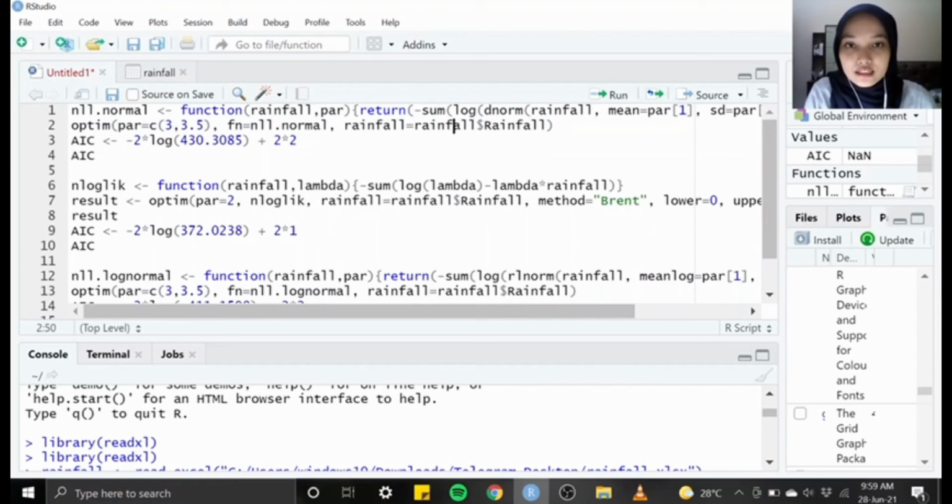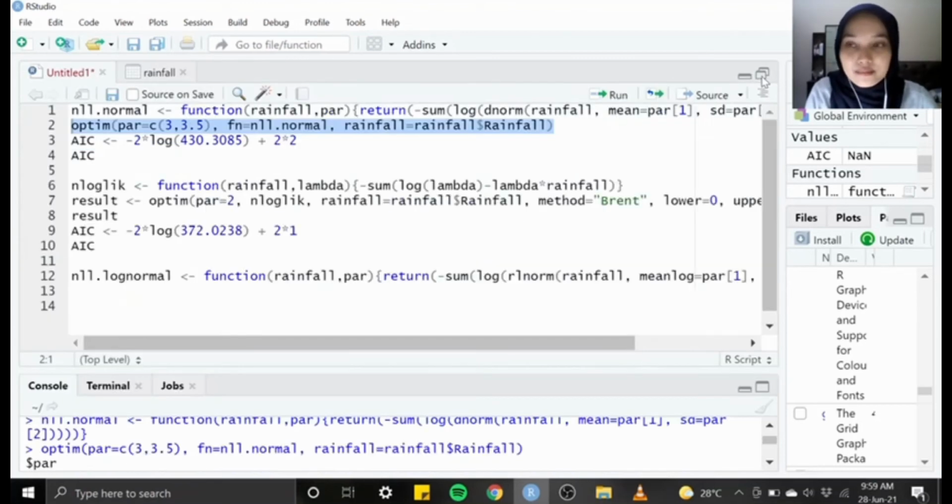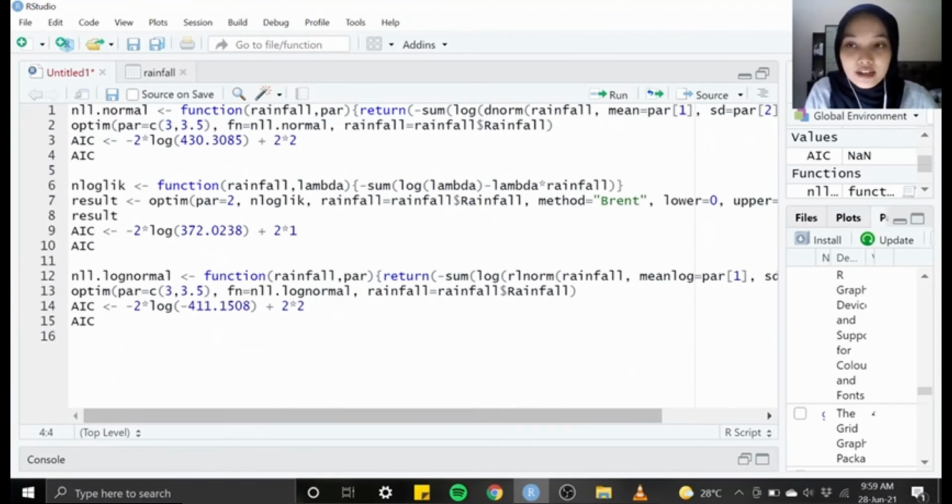So if you run this line, we will obtain the answer in the console, where $par here is the value for the mean and also the standard deviation, and our mean is 16.3901 and standard deviation is 19.52217. The $value here is our likelihood value, which represents the L. So our L value is 430.3085.